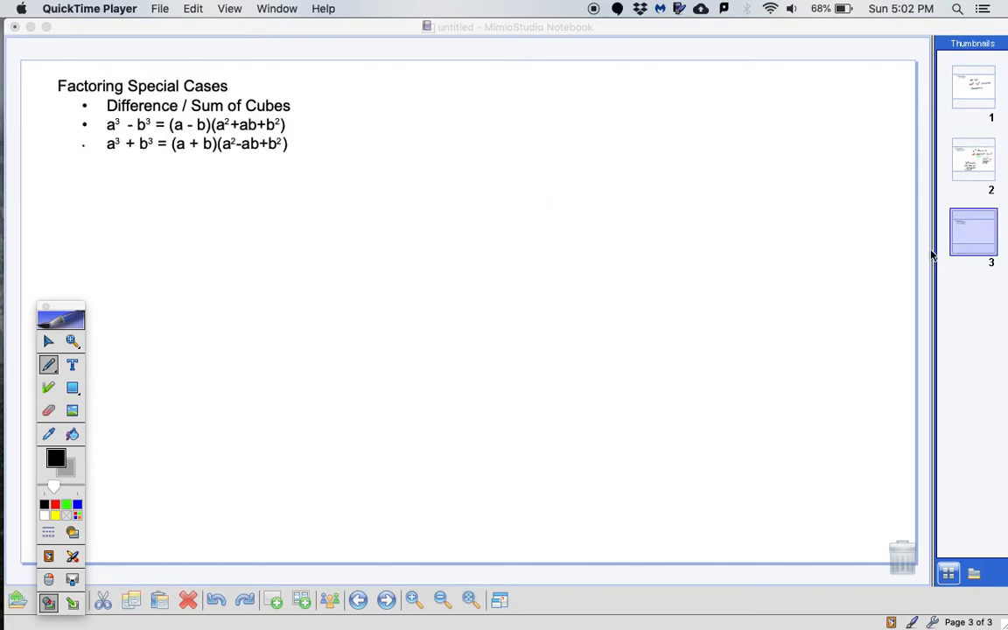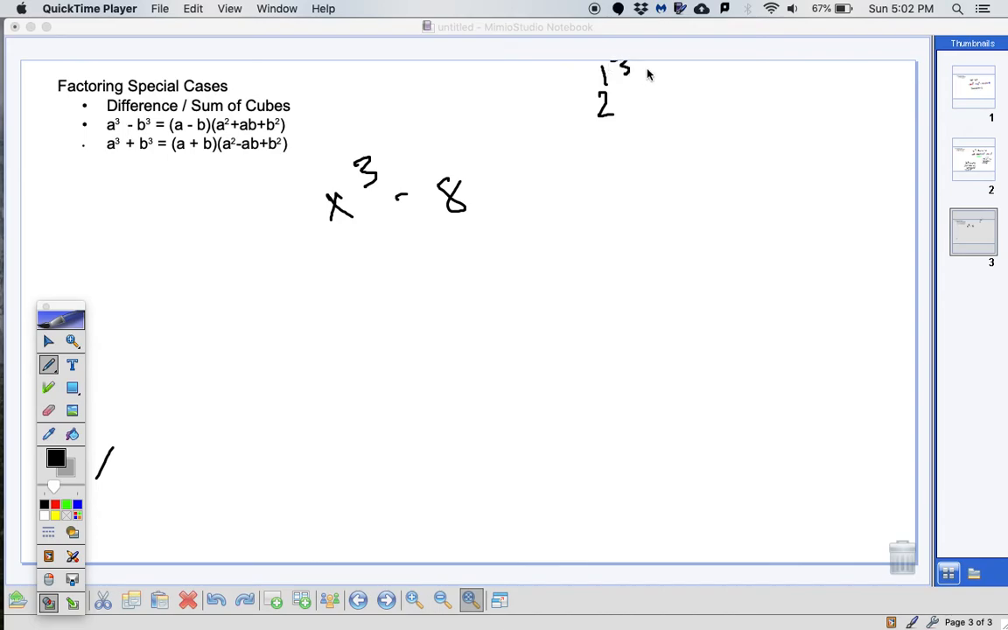So let's take a look at the third case, and the third case is with cubes. So I'm looking for cubes. They're easy to identify because they have the big 3 by them. So let's say that I have something like x cubed minus 8. Now, you're probably not that familiar with cubes, so let's go through a few cubes. 2 cubed, well, let's do 1 cubed.